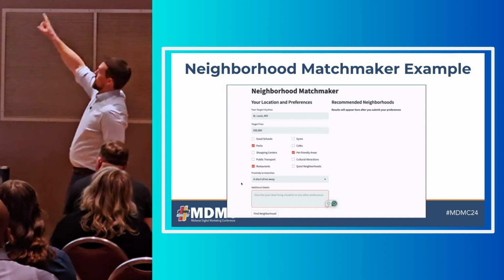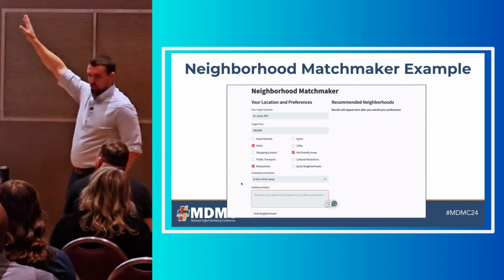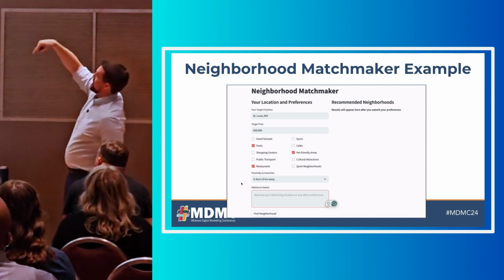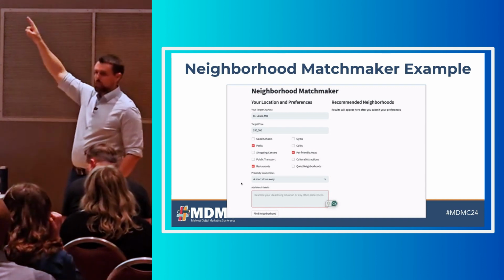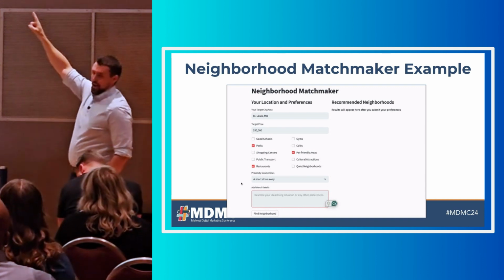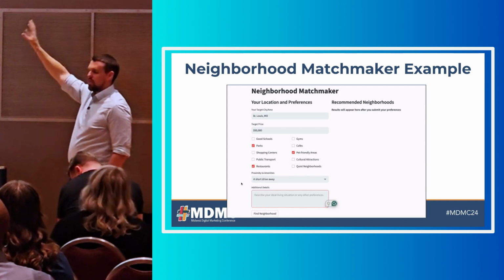And so here's how it works. You put in the general area. In this example, I think we put in St. Louis County, a target price point. We have a bunch of check boxes. You want to try to make these things as straightforward as possible.